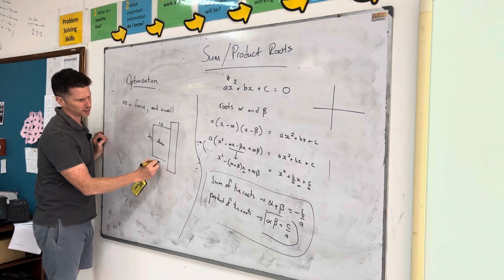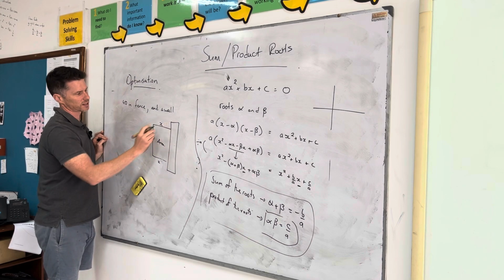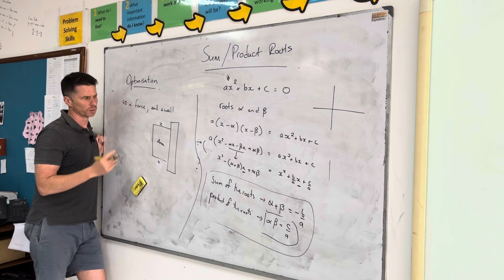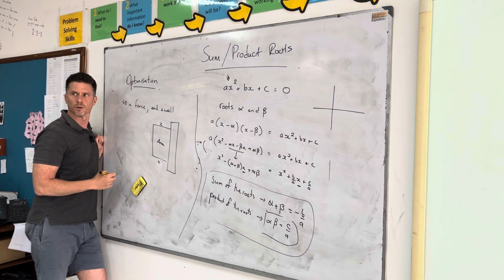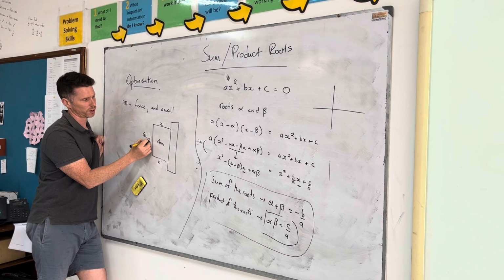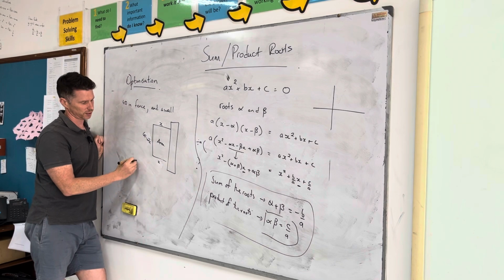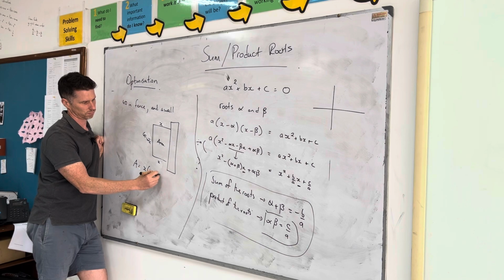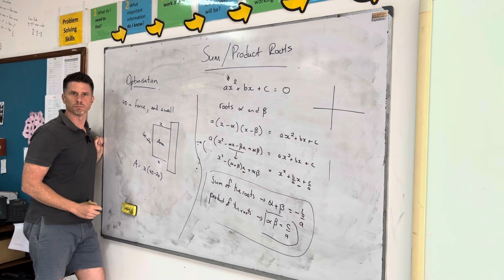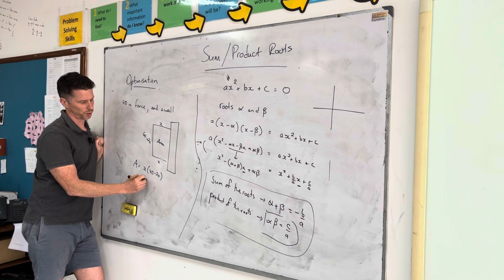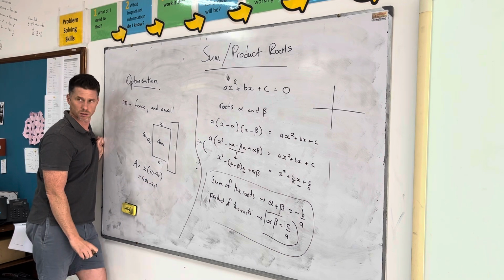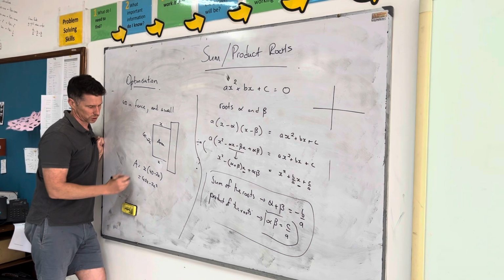Let's just call this X. If this is X and this is X, what's this side? 40 minus 2x. 40 minus 2x. What's the area of this field? 40x minus 2x squared. Yeah. So that's 40x minus 2x squared. Okay. So this is the area.